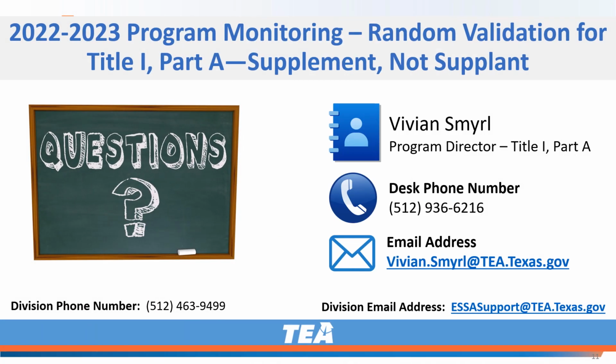Questions related to the random validation of the Title I Part A requirement for Supplement Not Supplant may be directed to Vivian Smurl at essasupport@tea.texas.gov.